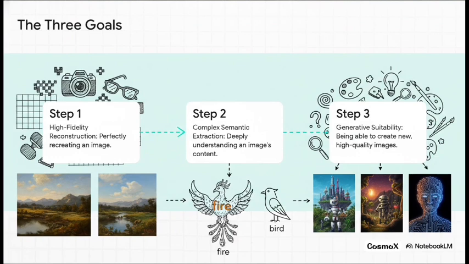And here they are. Number 1, high-fidelity reconstruction. Can the AI look at an image and recreate it perfectly, pixel for pixel? Number 2, complex semantic extraction. Can it go beyond just seeing a bird and understand the concept of a phoenix made of fire? And number 3, generative suitability. Can it then take all that knowledge and create something totally new and amazing?